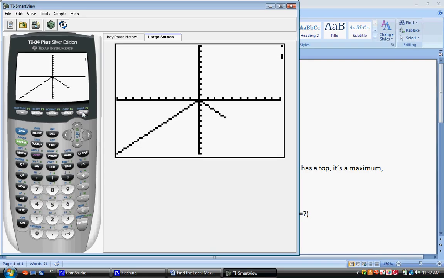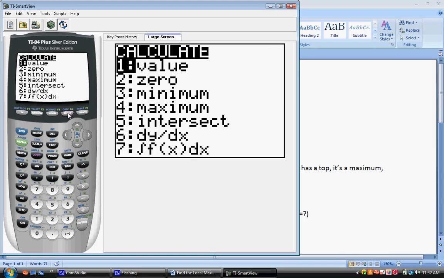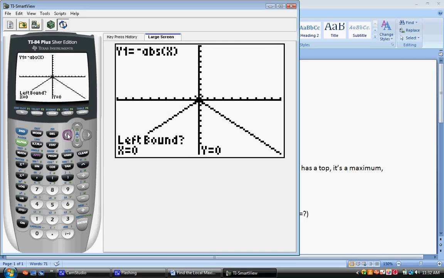Remember that now we're trying to determine whether this is a minimum or a maximum. It has a top to it. So if it has a top to it, it is a maximum. So we're going to hit second, trace, slide down to maximum, hit enter. Left bound means go to the left of where you think it is. Right bound means go to the right of where you think it is. Guess means go where you think it is. And hit enter. And it says that the maximum is x equals 0 and y equals 0.